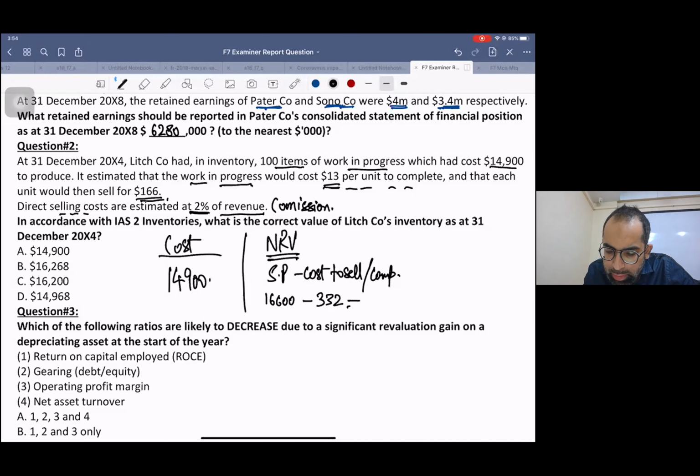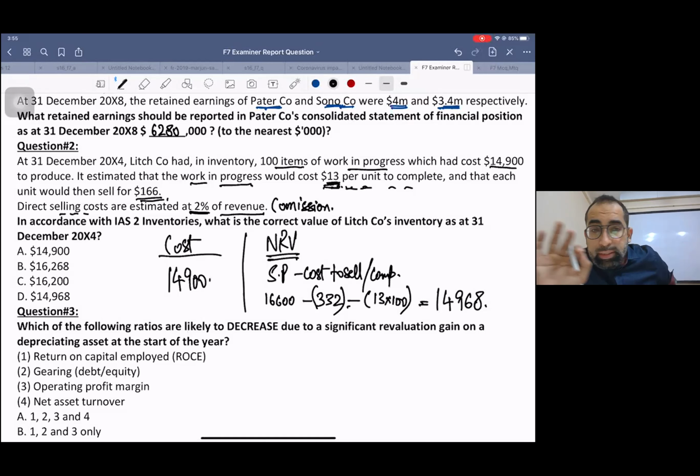How much is the cost to complete per unit for work in progress? It's 13 per unit multiplied by 100 units. So obviously it's 1300. Can you calculate the NRV finally? 16,600 is the full selling price, less 332 is the commission. I'm calling it commission, it's basically direct selling cost, and then less 13 multiplied by 100. The number is 14968.